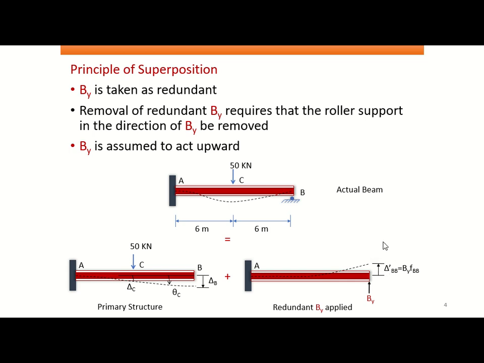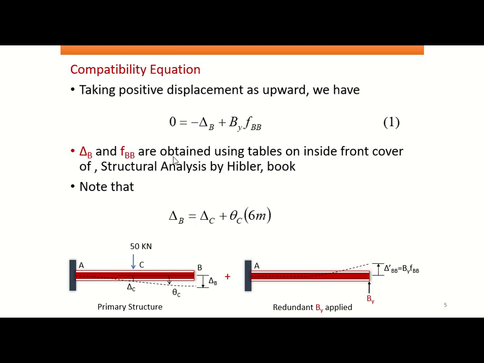Basically this equation we have proved already. We can say it is the compatibility equation, and delta B and FBB are obtained using the table inside the front cover. These equations come from the Hibbeler structure analysis book.